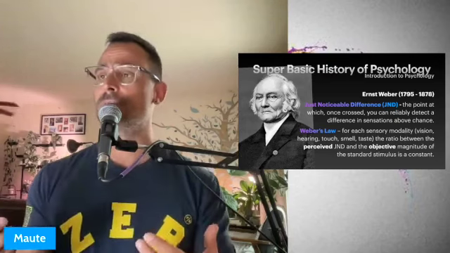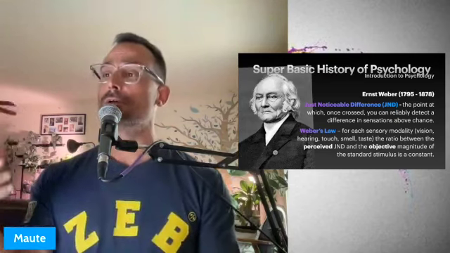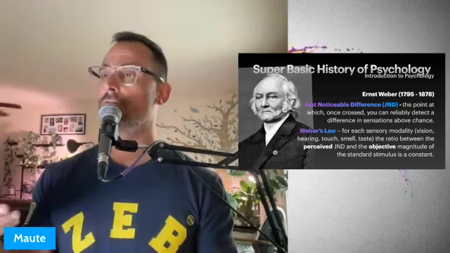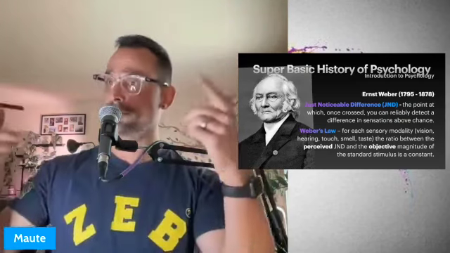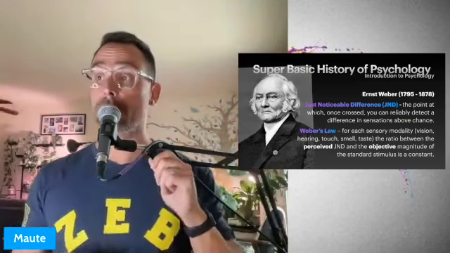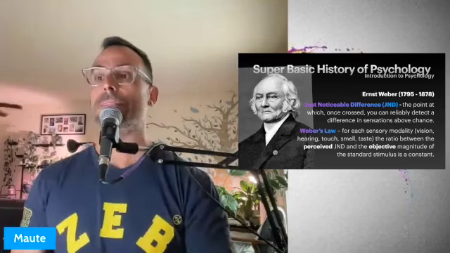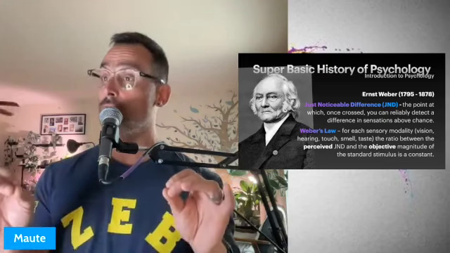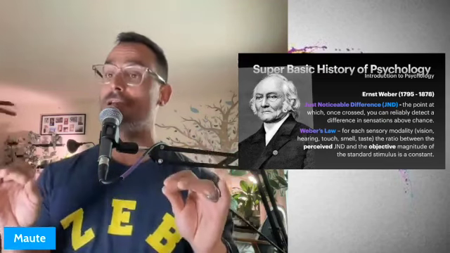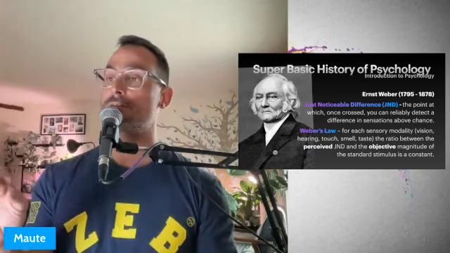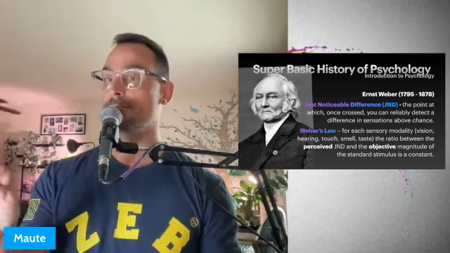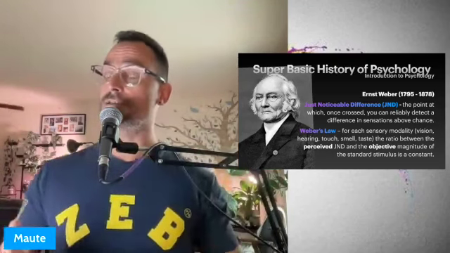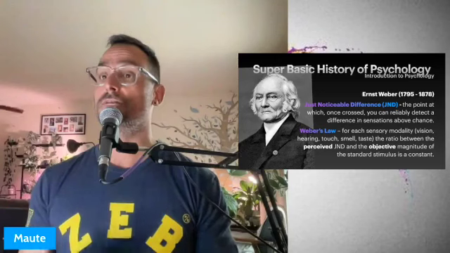If you want to impress people at dinner parties, just slowly work phrases like just noticeable difference or JND into your conversation, and all of the science nerds' ears will perk up. They'll be like, oh, this guy knows what they're talking about.